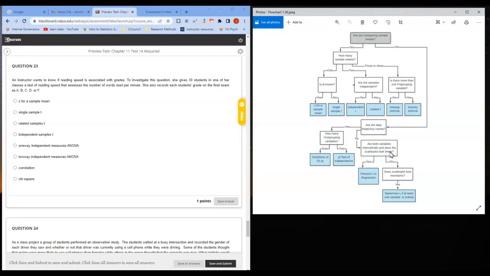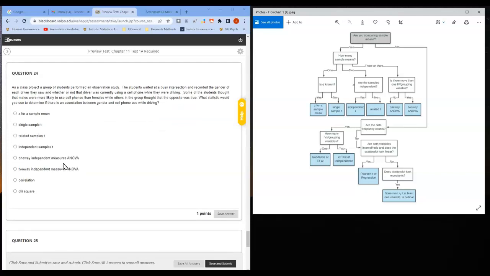But what we're looking at is, are the variables measured on an interval ratio scale. In this case, we have reading speed, which is on an interval ratio scale. But final exam scores, A, B, C, D, or F, would actually be ordinal data. Right? So we don't have any information about the plot. But since one of the variables is ordinal, it's a Spearman correlation. In this activity, we just asked you to find whether or not it was a correlation rather than distinguish between Spearman and Pearson. But this one would be a Spearman.